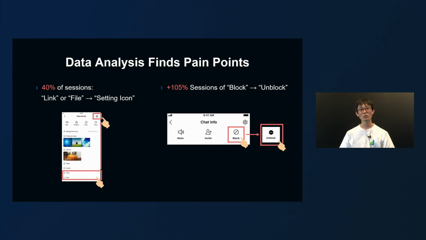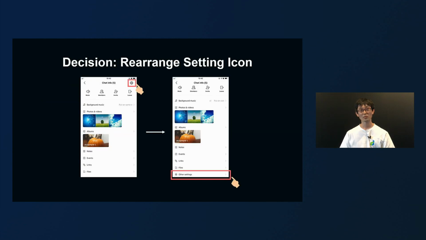We assumed that users were searching for something to the bottom and came back to the top right setting icon. Here's the second pain point. Users clicked block icon at top right and quickly clicked unblock. This behavior significantly increased. For this, we assumed users tried to click the setting icon but mistakenly touched the block. Based on our analysis, we made a proposal that the top right setting icon should be moved to the bottom.